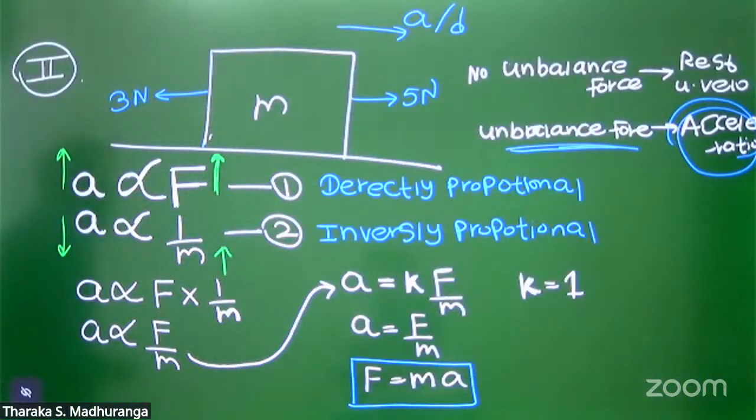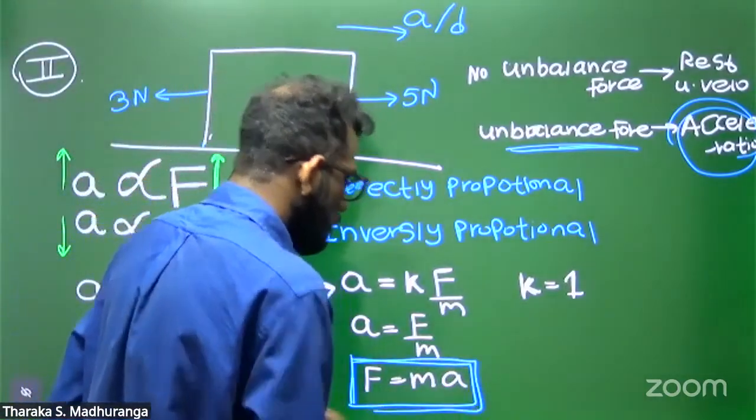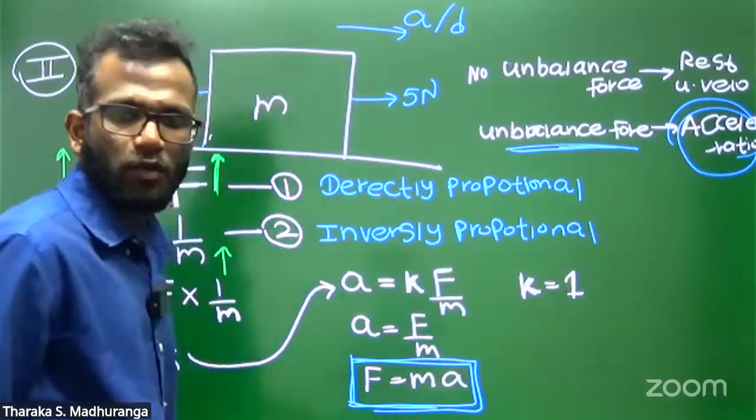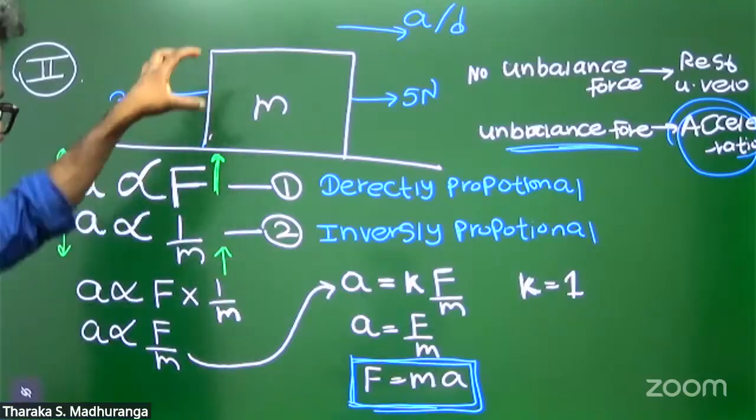Understood? That's why F equals ma, the common equation of Newton's second law, is coming. Newton's second law equation F equals ma comes because of this calculation.